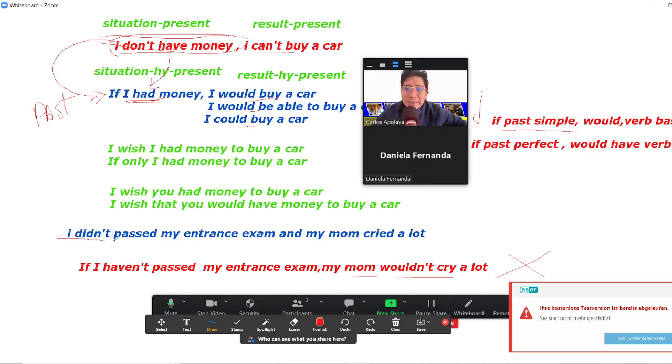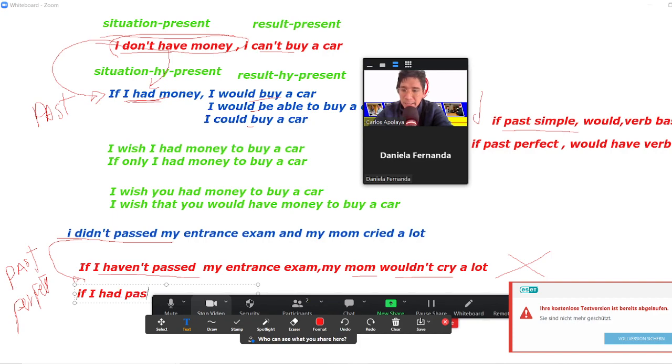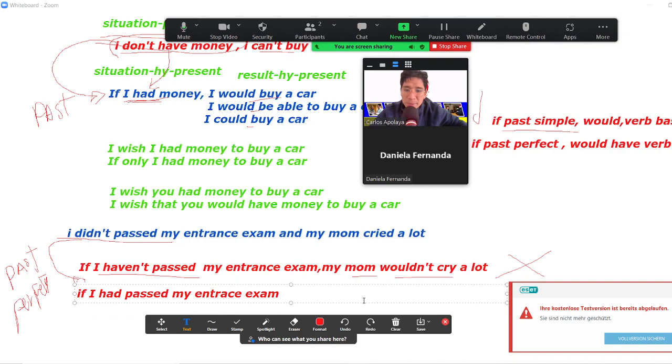Si mi situación real está en pasado, mi situación irreal o hipotética, ¿en qué va a estar? ¿Cuál es el pasado del pasado? El past perfect. Tienes que hacer esa jugada, el past perfect. Ahora, ¿esto es past perfect? No. Como tienes if I had, or if I hadn't passed my exam: If I had passed my entrance exam, si yo hubiese pasado mi examen de admisión, ¿qué pasaría con tu madre en ese momento?